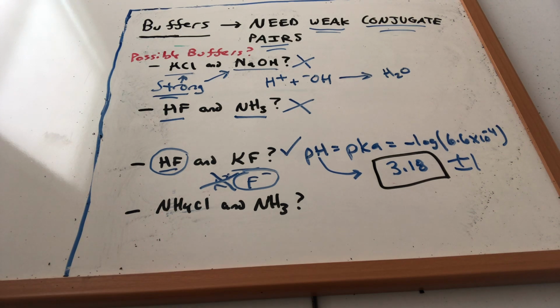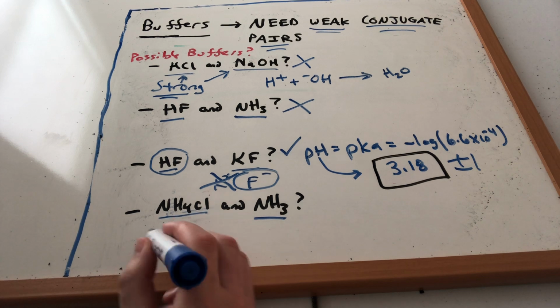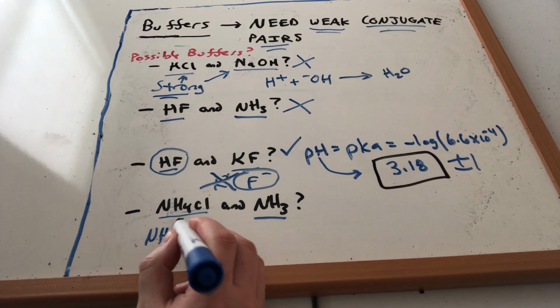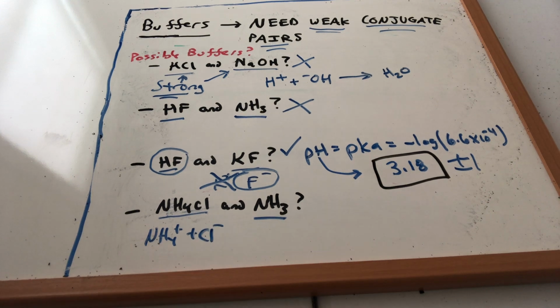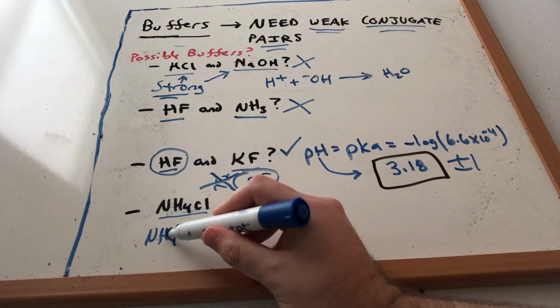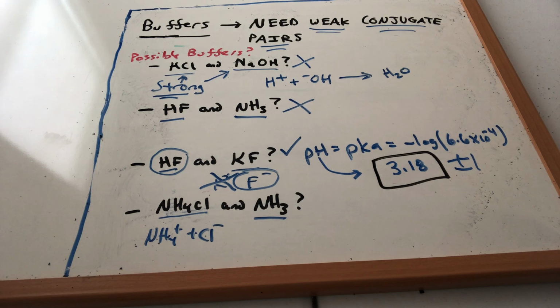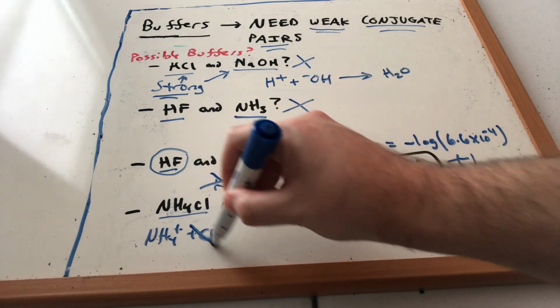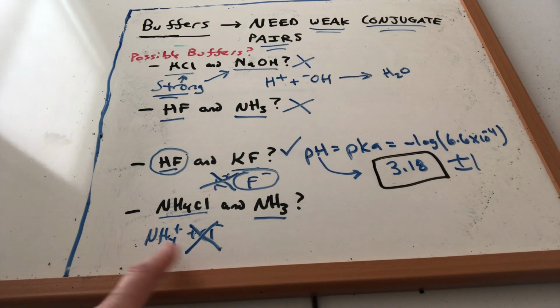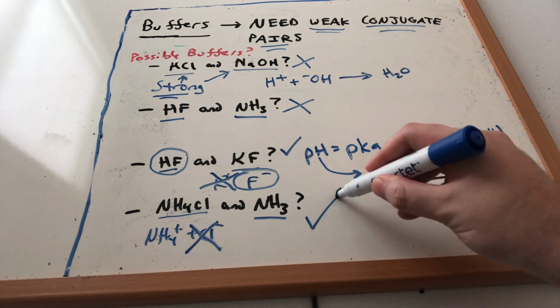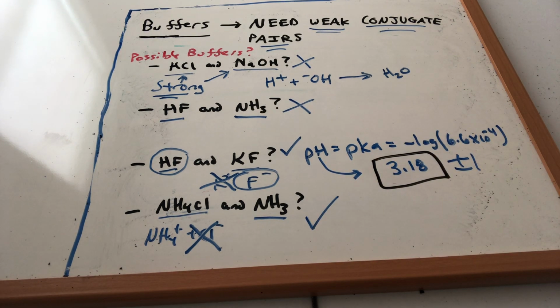What about NH4Cl and NH3? Do your recognition steps. Weak base, yep. Oh, salt. This breaks into NH4 plus and Cl minus. What do we know about Cl minus? We know that Cl minus is the conjugate of a strong species. What do I have here? I have NH4 plus and NH3. Do I have a conjugate acid-base pair? Yes. NH4 plus is the acid and NH3 is the base.